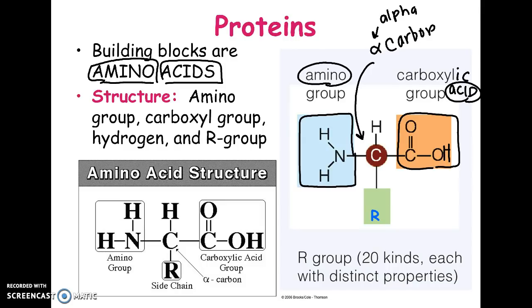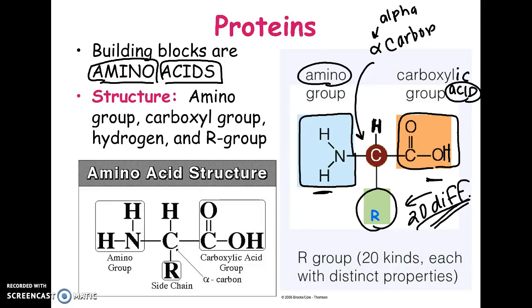So they're called amino acids because they all have an amino group on one side and a carboxyl group on the other side. A hydrogen connected to that alpha carbon. And in the last spot is an R group. Remember, we use the letter R to represent a variable that multiple things can go there. In the case of amino acids, there are 20 different things that can go there. So there are 20 different R groups.